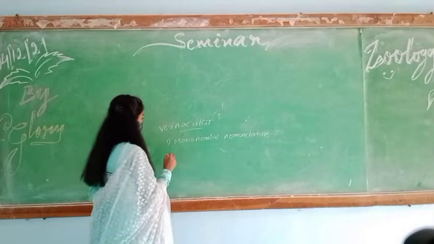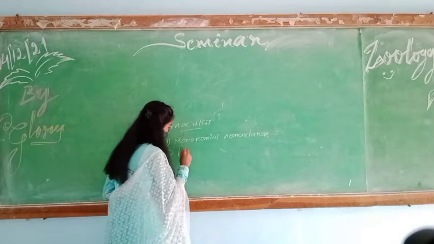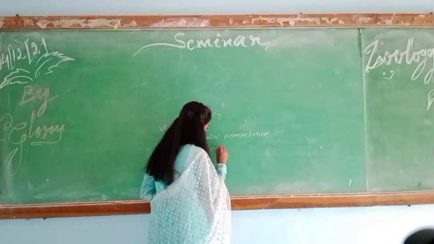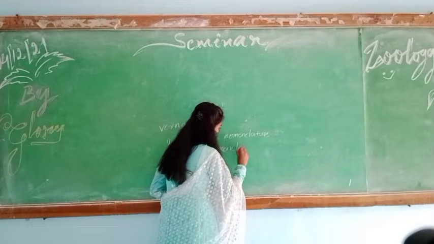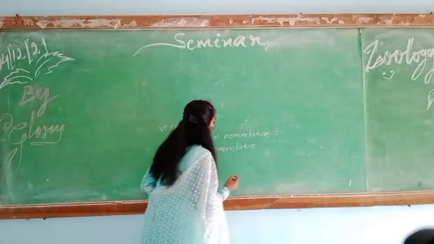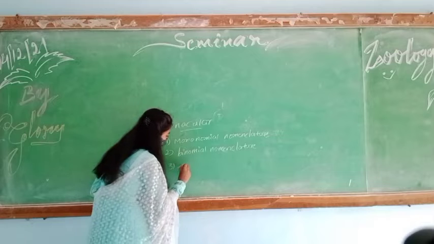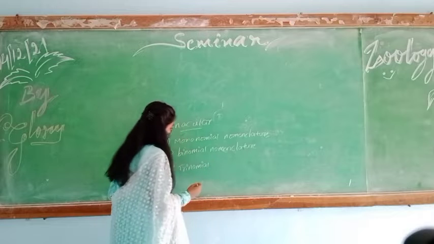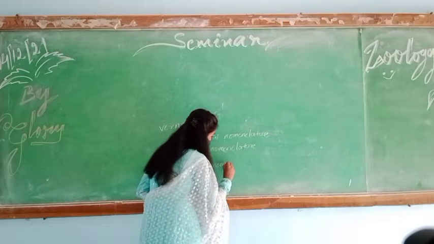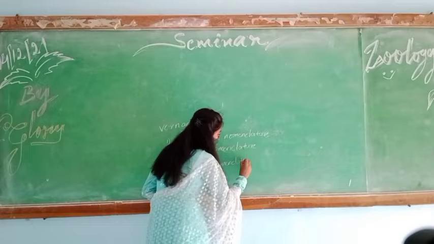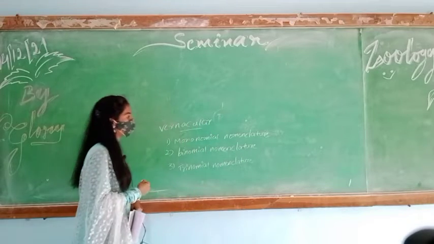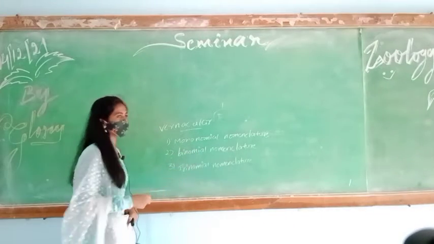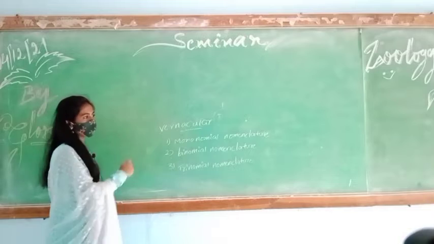First one is mononomial nomenclature. Second one is binomial nomenclature. Third one is trinomial nomenclature. So various systems have been proposed: mononomial nomenclature, binomial nomenclature and trinomial nomenclature. So we will see what is mononomial nomenclature.